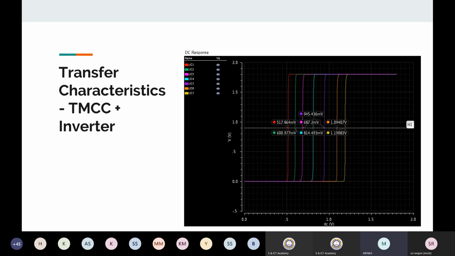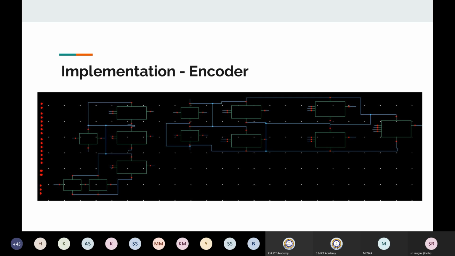Slide number 11, implementation of the encoder. Once you get the thermometer code, you just need to feed the thermometer code to the encoder. This is how they have prepared the thermometer encoder. It is going to encode and give us the digital output. I have taken just the block level diagram because the logic level or the transistor level was very complex and was not even visible.